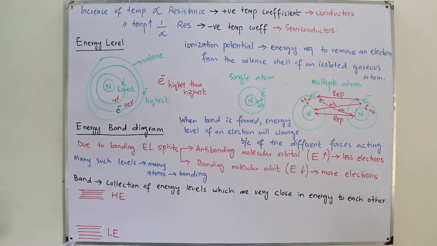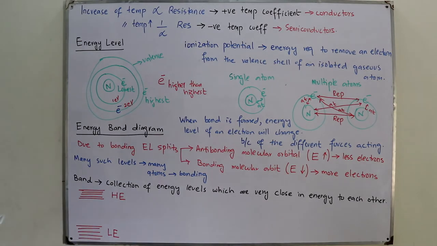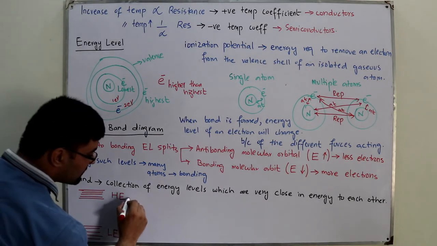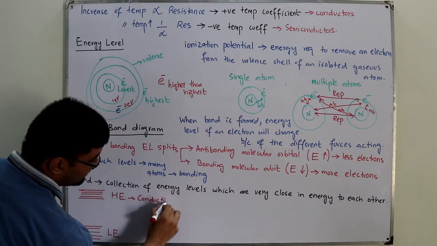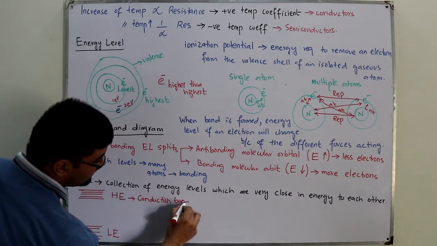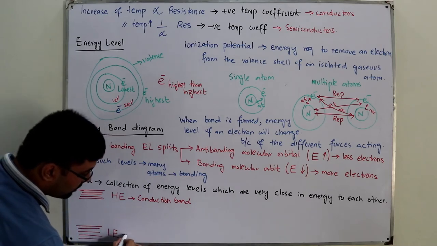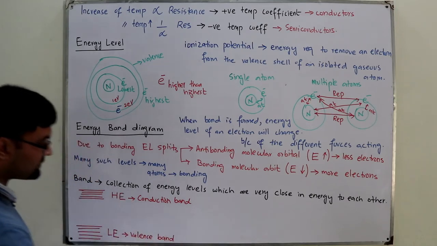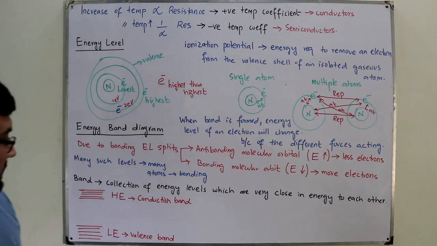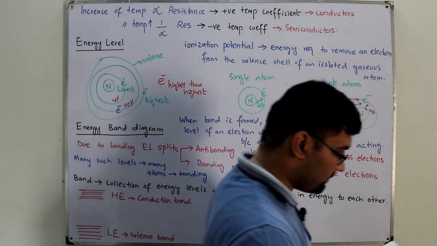Now what happens? This higher energy band is called the conduction band, and this lower energy band is called the valence band.